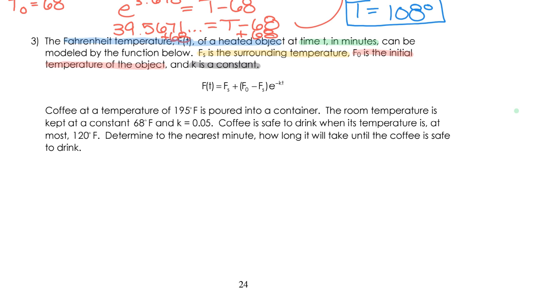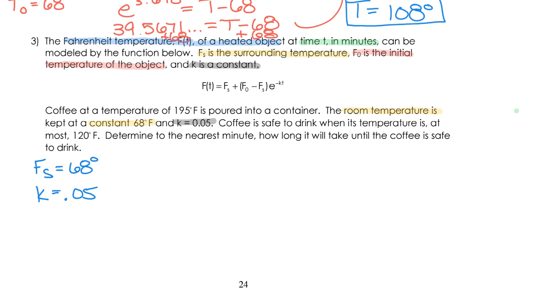All right, so the room temperature, that's the surrounding one. The room temperature is kept at a constant of 68 degrees. That's tricky because then they use the word constant, and so people might think that that's K. But then they tell you the K value here. So I can see how that can get confusing. All right, so we're going to say F sub S, which is the surrounding temperature, which is our room, is 68 degrees. And then our K value, which is our constant, is 0.05.